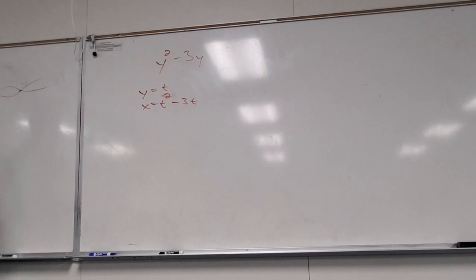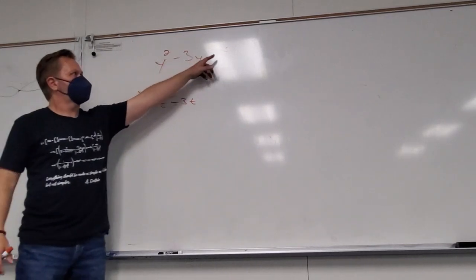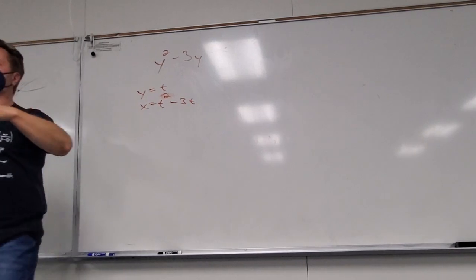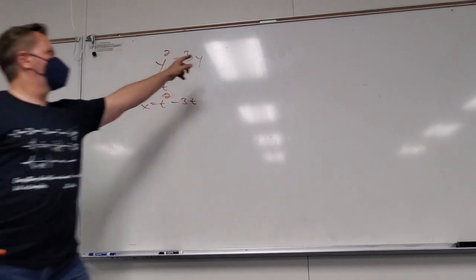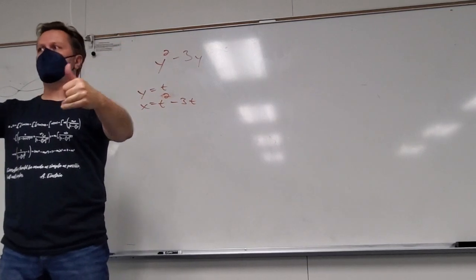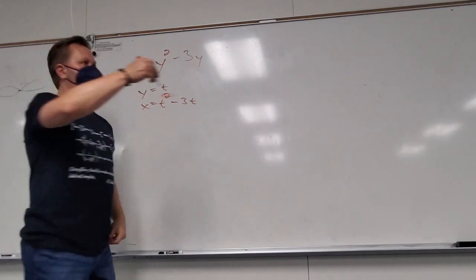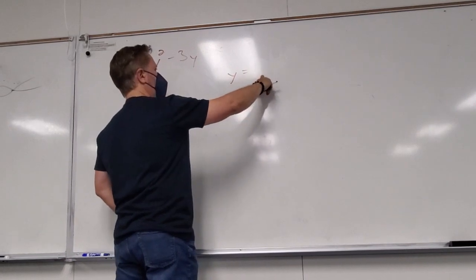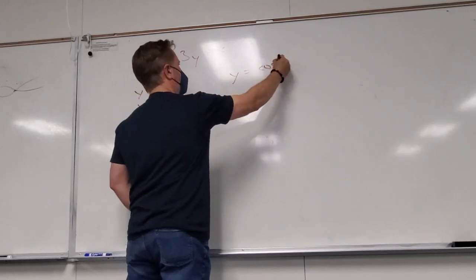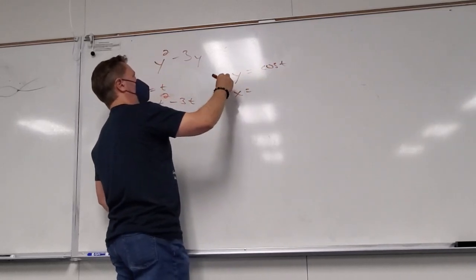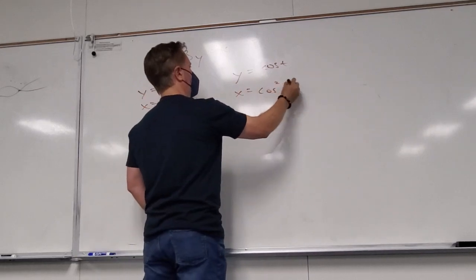Now it's up to you. I made this a little bit nice because it's already solved for x. So what do you do then? You pick a function of t for which variable, x or y? Isn't x already a function of y? So if I let y equal something, don't I automatically know what x is? Give me any function of t. Cosine t. So then what's x? Cosine squared t minus 3 cosine t.